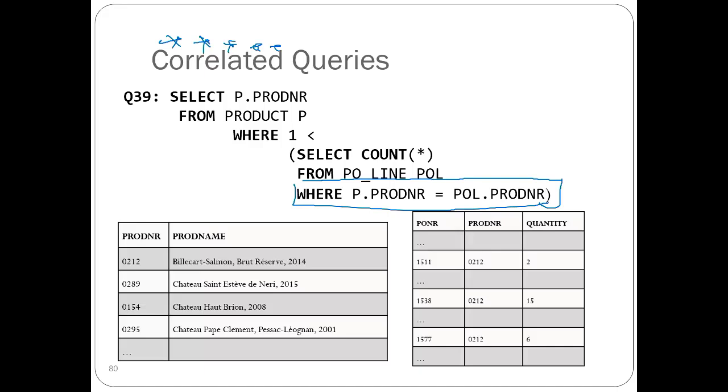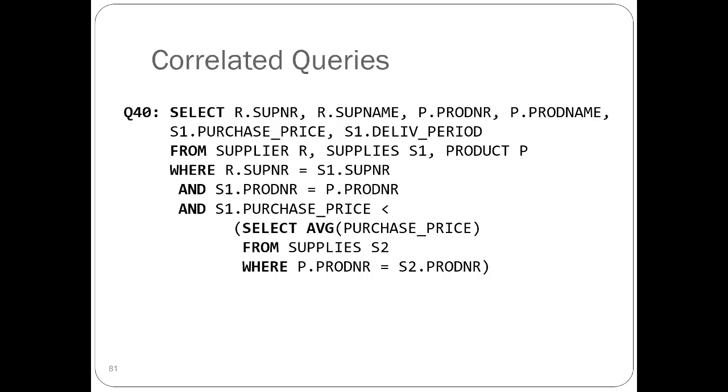And look at the result, right? So this looks like a result. 0212 appeared 2 times. You are not looking at the whole record, right? So this is coming from the product table, and this is the whole result, which would use the purchase order line table as well. Okay, so let's keep moving.